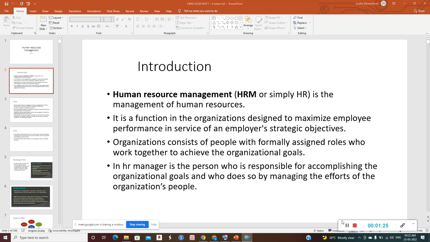Normally, the goals are divided into three types: small term goals, or medium term goals. Small term goals are otherwise called short term goals because these are based on the time period. So, short term goals, medium term goals, and long term goals. Organizations consist of people with formally assigned roles.